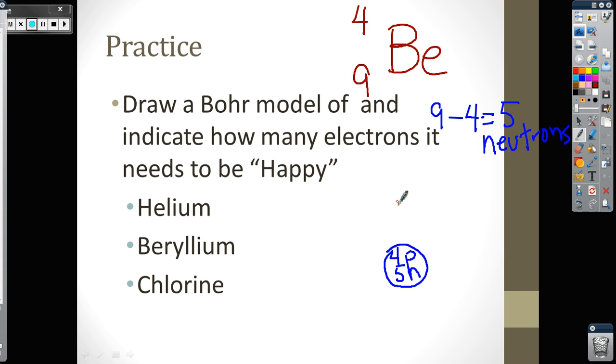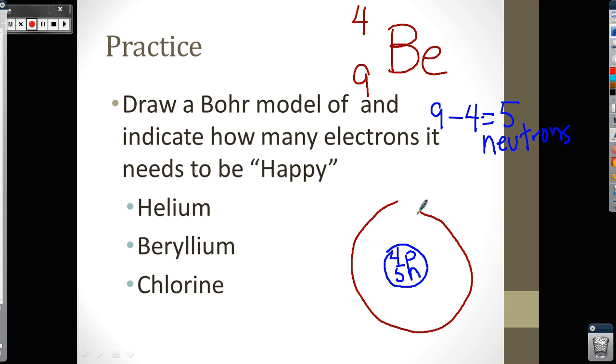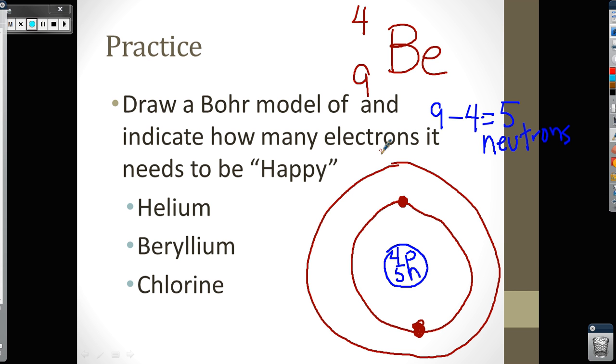So we need to start putting these electrons into their shells around the nucleus. Remember we said that the first shell can only hold 2 electrons. So we're going to draw those 2 electrons. 1, 2. But I still have 2 more electrons that I need to draw. The problem is this shell is full. I can't draw any more electrons in this shell. So I need to have another shell for beryllium. My remaining 2 electrons are going to go in this second shell. So here's 1, and here's 2. Now I'm done. I've drawn all 4 of my electrons for beryllium.